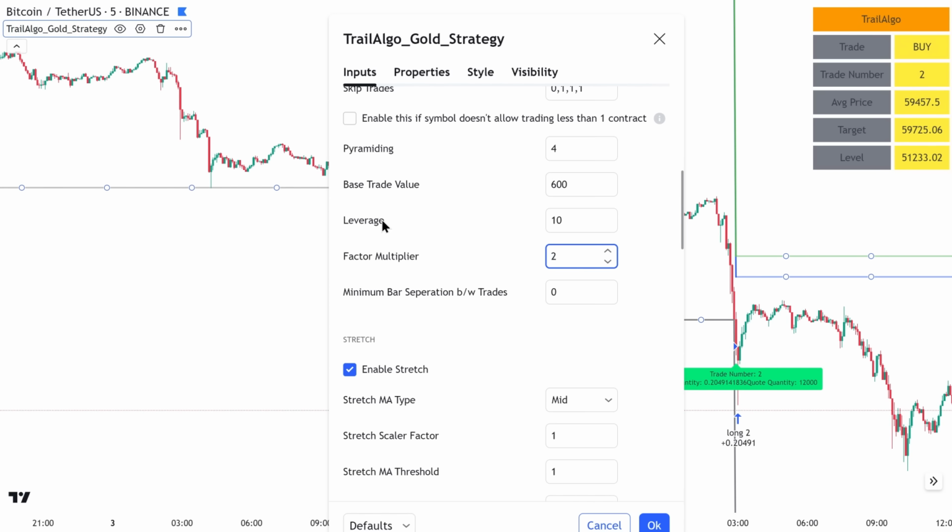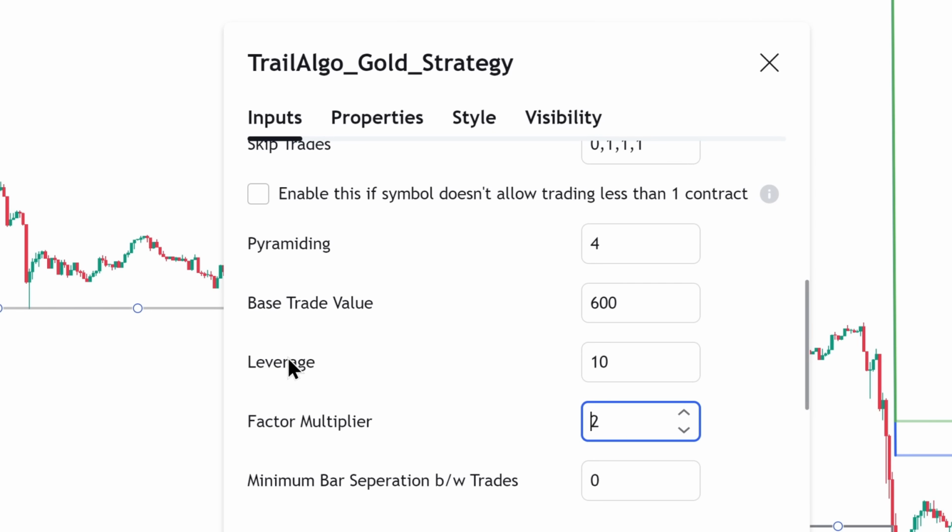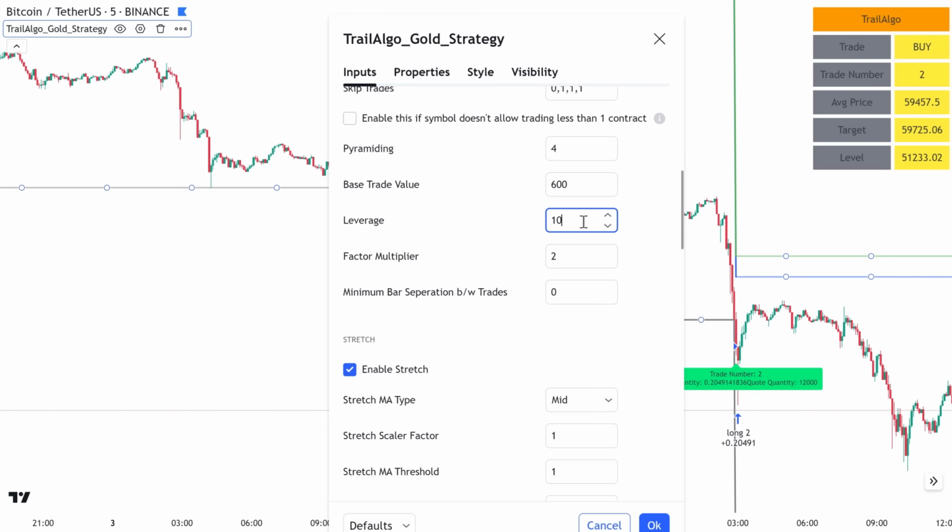Additionally, there is a leverage option in the settings. If you aren't using futures or leverage, set it to 1, meaning your initial capital stays the same. With a leverage of 10, your capital and your risk and reward are multiplied tenfold. Let's explore how these settings impact your trading strategy.